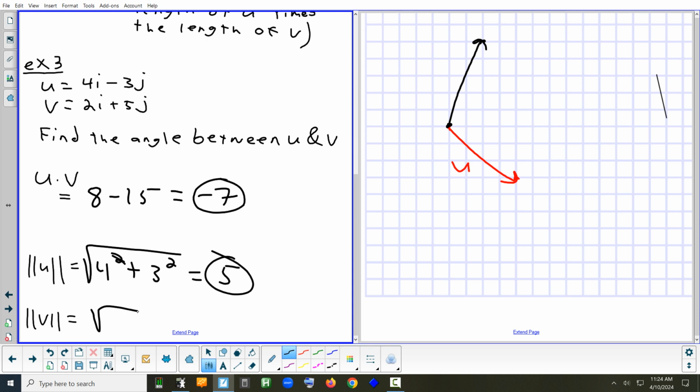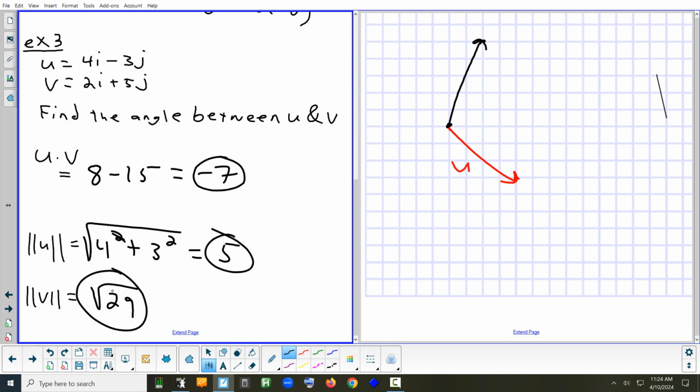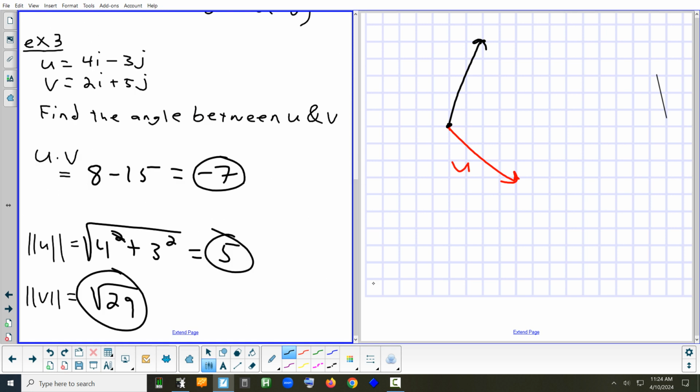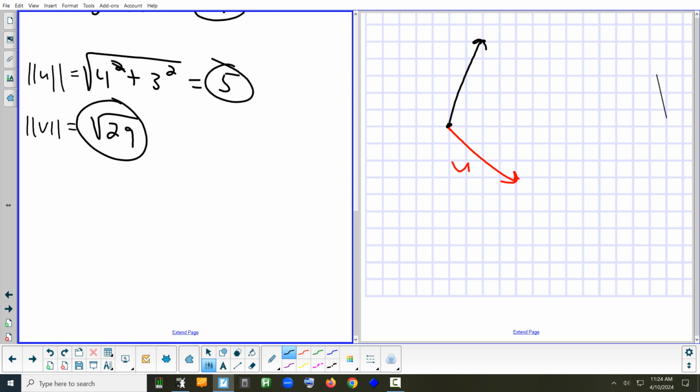Square root of 29. It's just going to be the square root of 29. Now, fill in the 3 things I have circled into cosine theta equals the dot product over the product of the magnitudes. Equals, I think the dot product is -7.